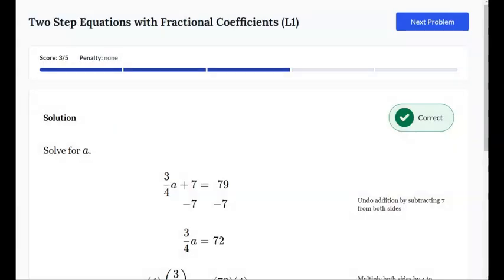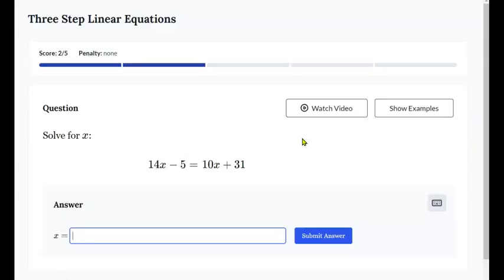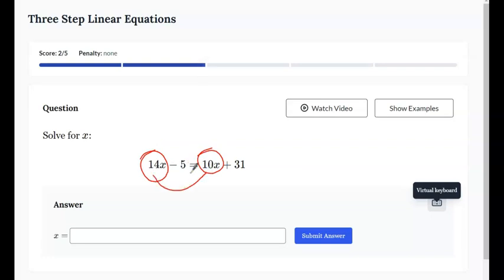Okay, let's move on to the next topic. 3-step linear equations. When you're solving problems that have more than 2 steps to them, it typically means that you have variables on both sides, like we have here in this equation. When you have variables on both sides, you cannot combine them. You actually have to move them so that they are on the same side.